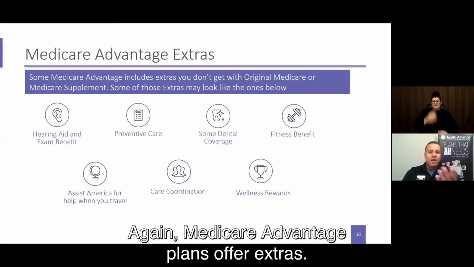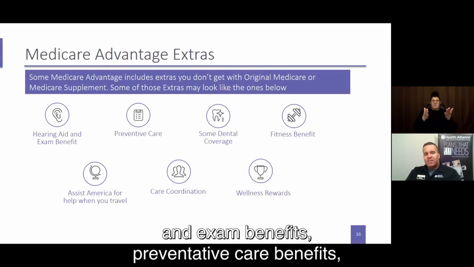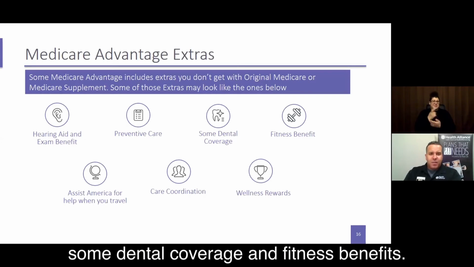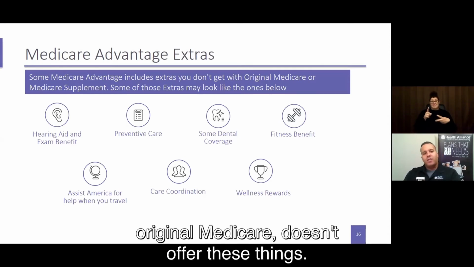Again, Medicare Advantage plans offer extras. If you see on the screen here, hearing aid and exam benefits, preventative care benefits, some dental coverage, and fitness benefits. It's important to note, Medicare, original Medicare, doesn't offer these things.